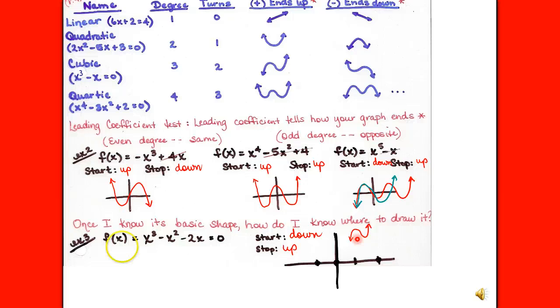So I'm going to come back over here and I'm going to solve that equation because those solutions will be my x-intercepts. So as you said, to solve that, the first thing we would do is take out our greatest common factor. So we have a common factor of x.